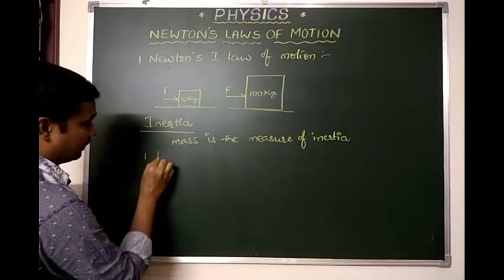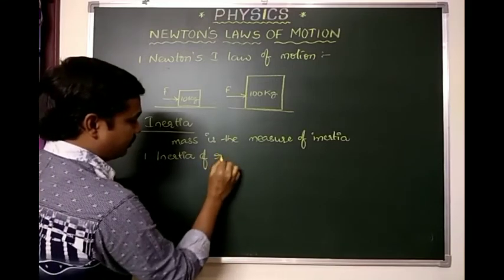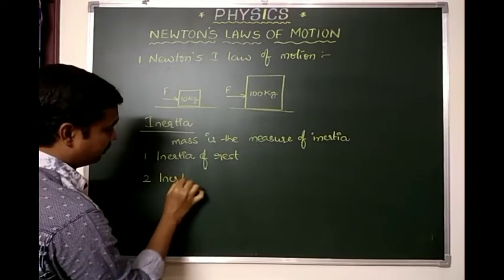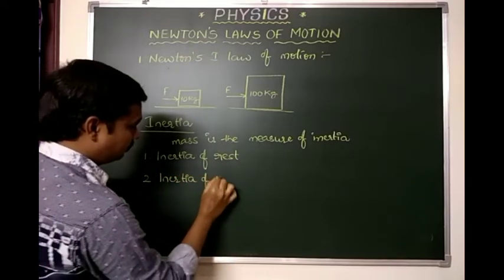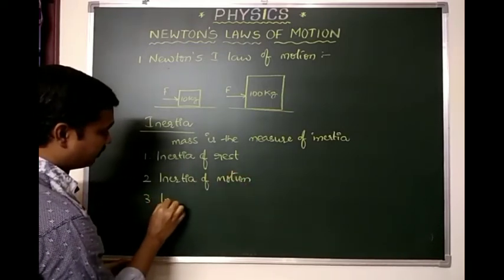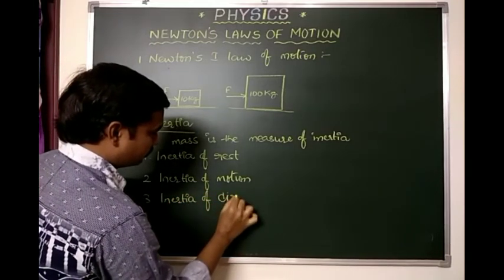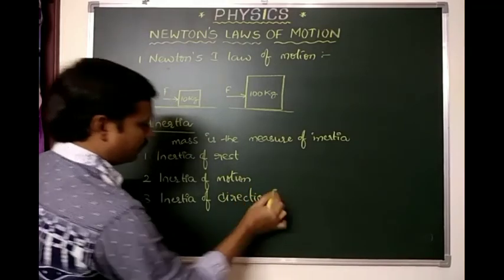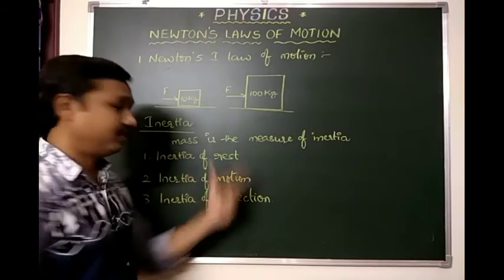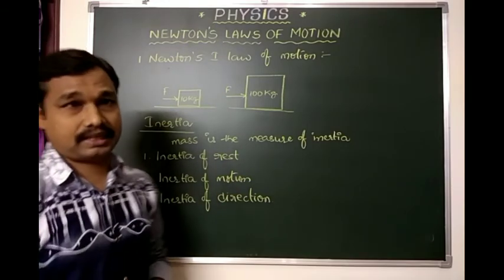Inertia is divided into 3 types. First, inertia of rest. Second, inertia of motion. And third, inertia of direction. These are the 3 types of inertia: inertia of rest, inertia of motion, inertia of direction. Here, inertia of rest. What do you mean by inertia of rest?